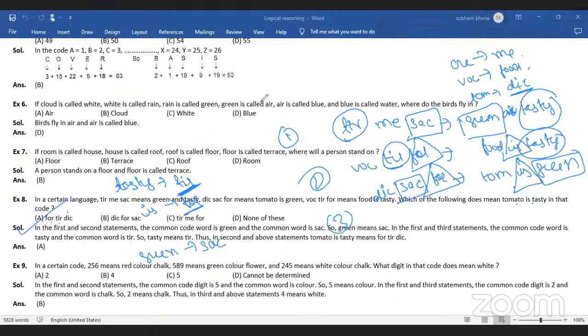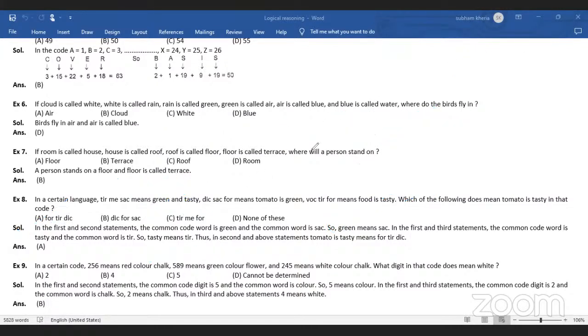Is it clear? Tell me quickly. Clear to all? Sir, repeat it again, Supraja. Okay. What did we do, Supraja? Let's do it a little bit speedily again.